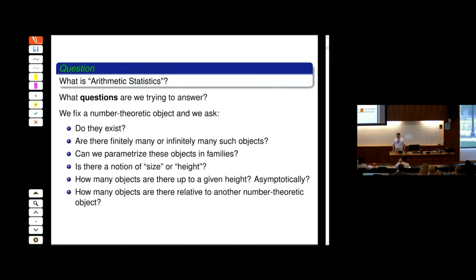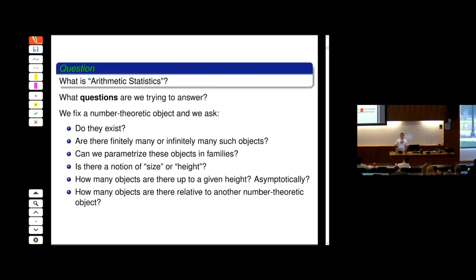So what questions are we trying to answer? We are going to fix a number theory object or family, and we're going to ask ourselves a number of questions. First of all, do they exist? I can give you some description of a number theory object I'm interested in, and I don't know if there are any at all. You know perfectly well that for prime numbers, since Euclid, we have a proof there are infinitely many. But now that I know they exist, I want to know, are there finitely many or infinitely many such objects? Maybe I can't prove that there is a single one. But is there a single one? If so, are there finitely many or infinitely many of them?